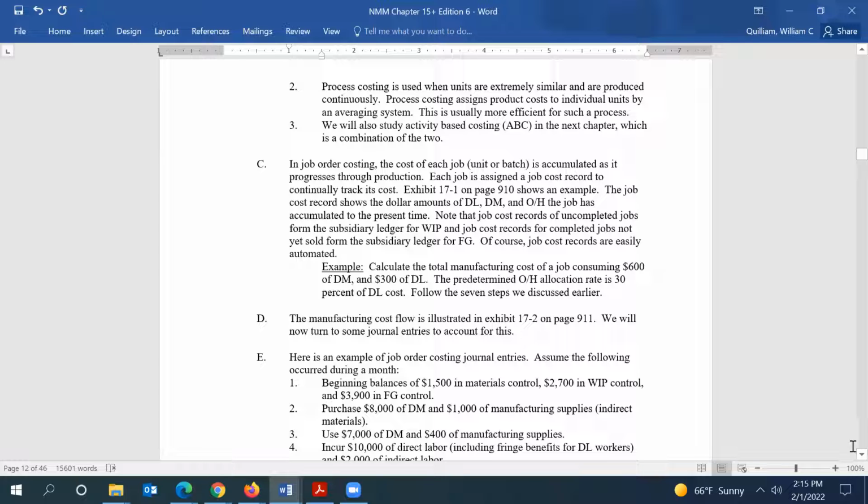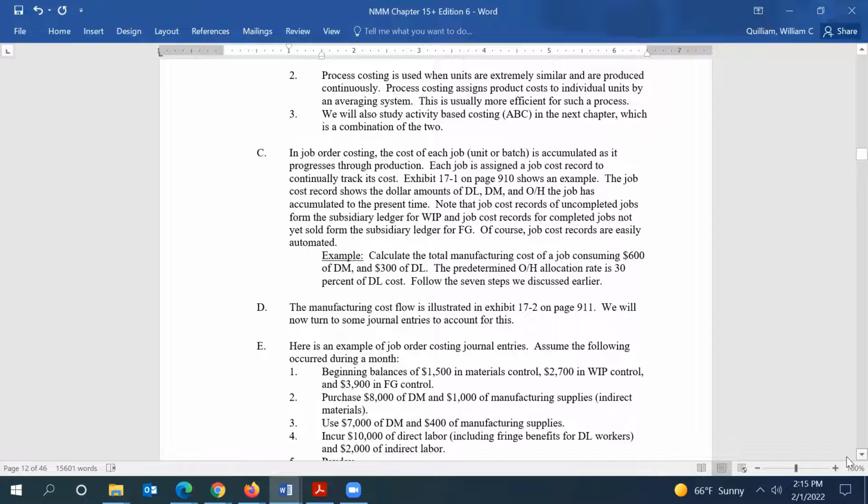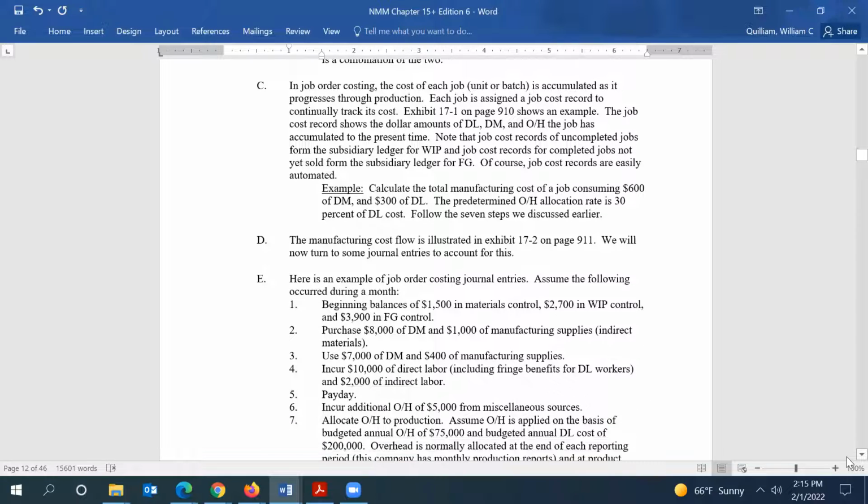Well, looking at, see here, in job order costing, the cost of each job is accumulated as it progresses through production, as we know. Each job is assigned a job cost record to continually track its cost. There's one in your book, but I'm going to show you one up here on the board in just a second. And the job cost record shows the dollar amounts of direct materials, direct labor, and overhead the jobs accumulated to the present time.